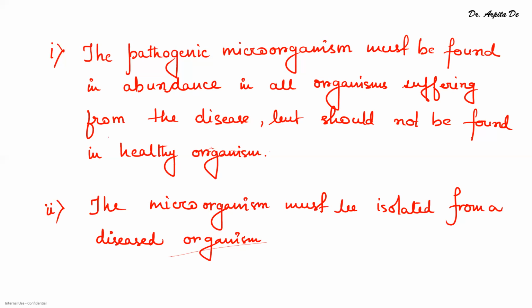and grown in pure culture. This is for the purpose of study. So the causal organism or the pathogen should first be isolated from the diseased organism and it should be grown in pure culture to study it. Okay. Next, see what do we have?